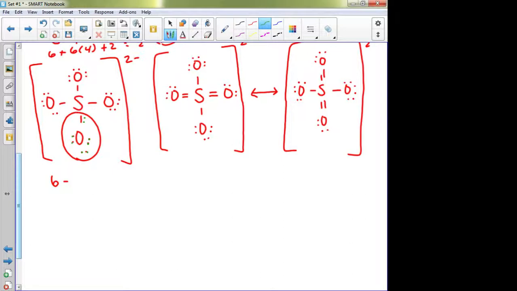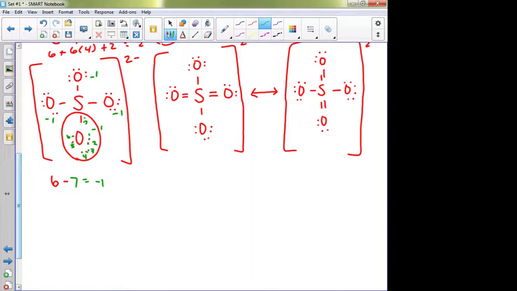Okay, so we've got 1, 2, 3, 4, 5, 6, and then remember we have to account for one of them that's being shared. So that would make it 7. Does everybody see that? So I count 1, 2, 3, 4, 5, 6, and I only count one of the shared. So there's 7. So 6 minus 7 is equal to what? -1. So the formal charge on every single one of these oxygens is -1. Does everybody see that? Yes.